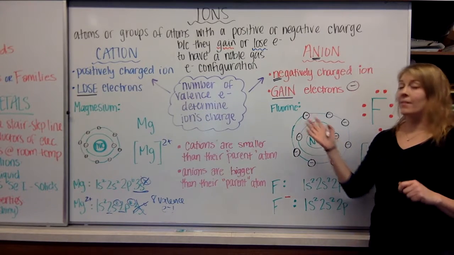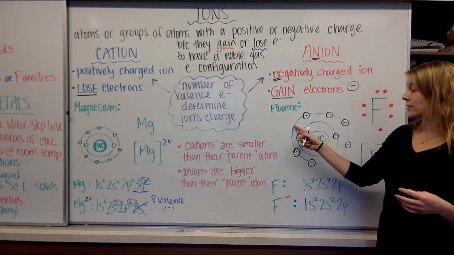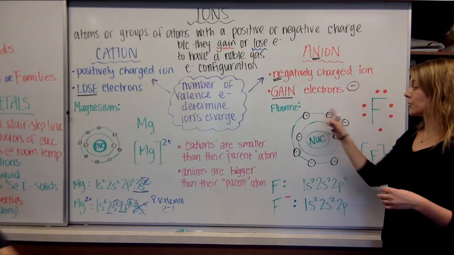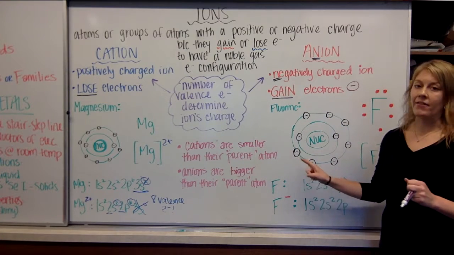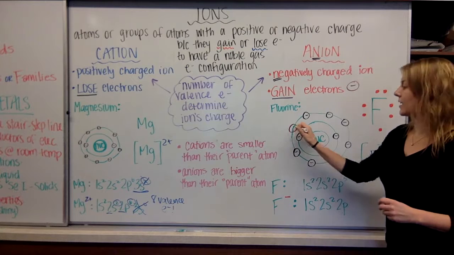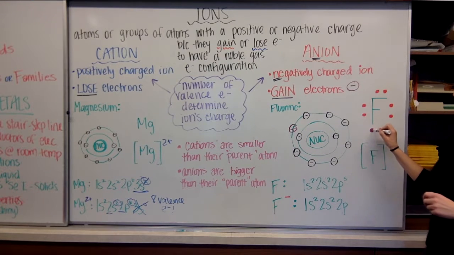Now, fluorine, opposite of magnesium, it's going to be a lot easier for fluorine to actually gain to have a full outer shell of 8 valence electrons versus losing 7. 7 is a lot of electrons to lose, so it's going to gain 1 electron. Or in our Lewis structure, we would see that 1 electron gained here.